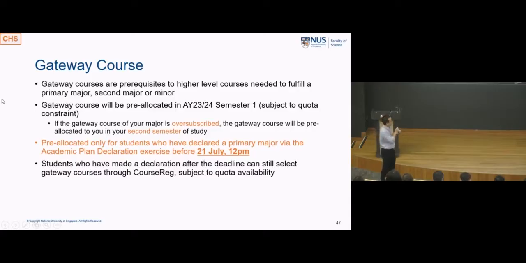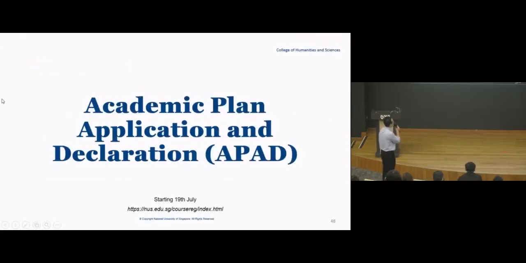The only instance where you declared and you told us and still we couldn't give it to you is in the situation where that gateway course is so overly subscribed in first semester that we say, sorry, we just can't accommodate anymore. We'll have to put you in semester 2 instead. Okay, but that happens rarely. Most of the time, if you can decide early, you let us know, you get that gateway course immediately on day one. Okay, so how does this process of letting us know work?